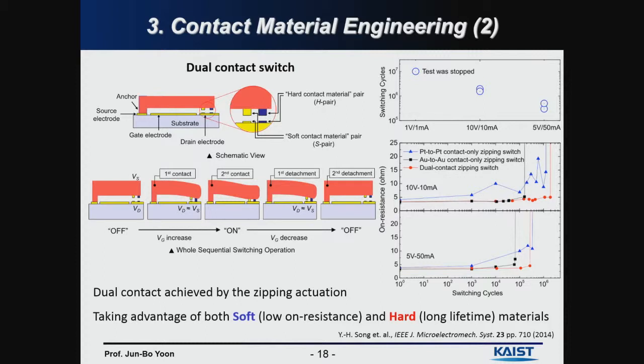This structure utilizes both materials, gold and platinum, in the same single switch. By using the zipping actuation mechanism of the cantilever, first the platinum part makes contact, and this can endure the harsh conditions, such as the arcing phenomenon. Then after making this contact, the gold part makes contact, and all the current can go through this gold contact. So this takes advantage of both the soft and the hard material, so that we can maintain low resistance as well as a longer lifetime.